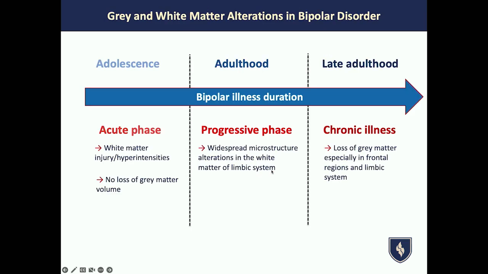And the typical history of someone who suffers from bipolar disorder is that in adolescence is when these things usually turn on, and at that point studies have found there's white matter injury hyperintensities that can be identified. And then as they get into adulthood, there's widespread microstructural alterations in the white matter of the limbic system, and then in late adulthood they actually lose gray matter, their neurons, and they actually neurodegenerate.